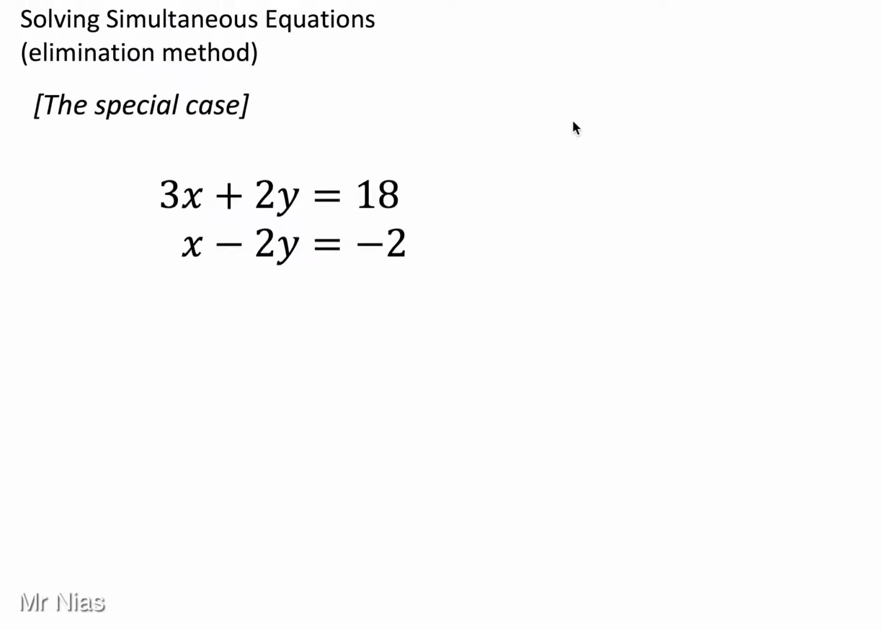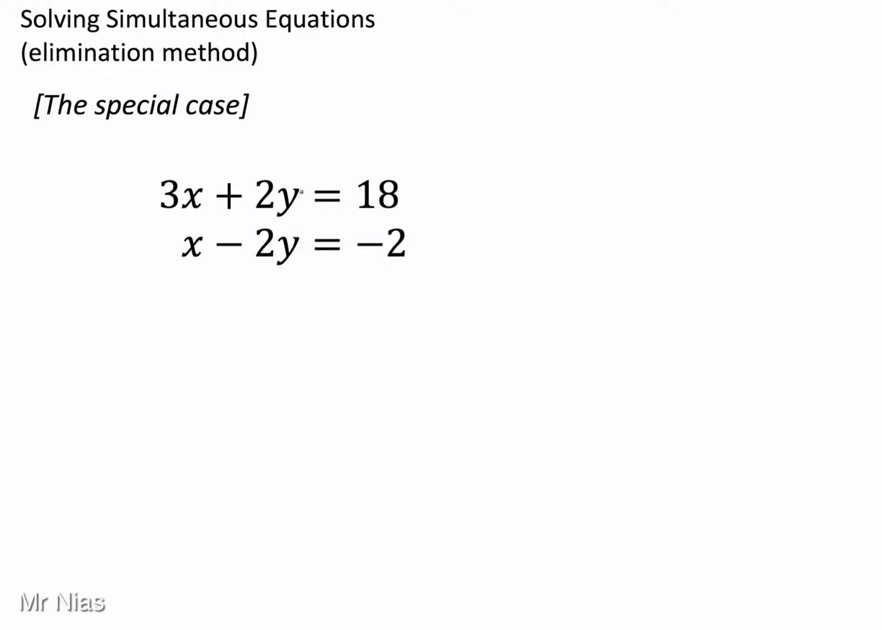So here's the second part of solving simultaneous equations using the elimination method, and this is the special case. Now usually we would take one equation away from the other, and that will eliminate one of the variables. One of the variables will just disappear, leaving either just x or just y, making it easier to solve. This time, instead of taking one equation away from the other, I'm going to need to add them together, and I'll show you why in just a second.